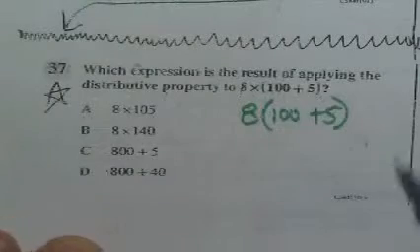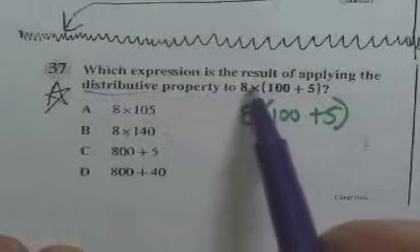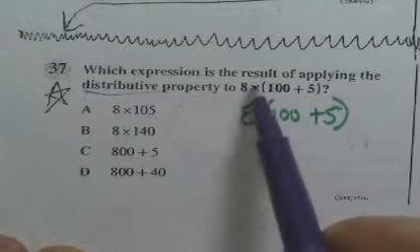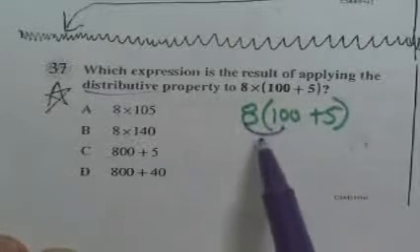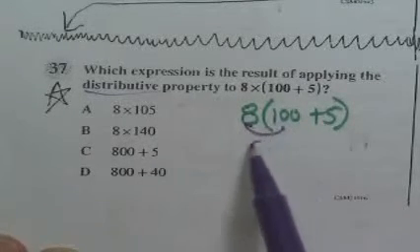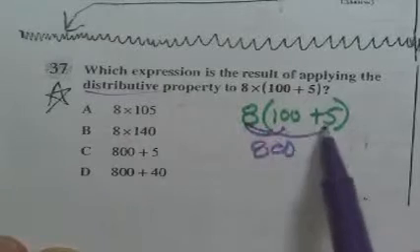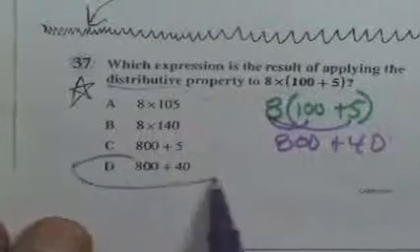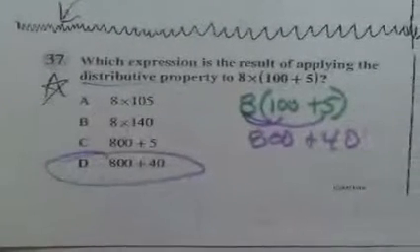Okay, now I'm going down to the left, number 37. Which one is using the distributive property? By the way, that times right there is normally written like this. They don't put an x right there. But if I went like this, 8 times 100, well, that's 800. 8 times 5, that's 40. So D is a correct answer.